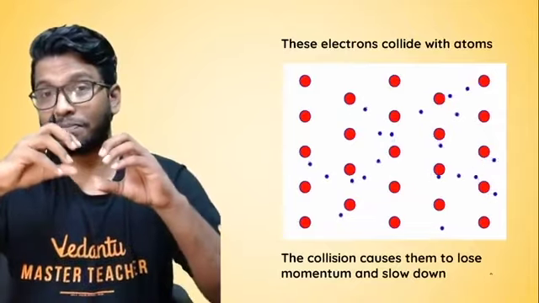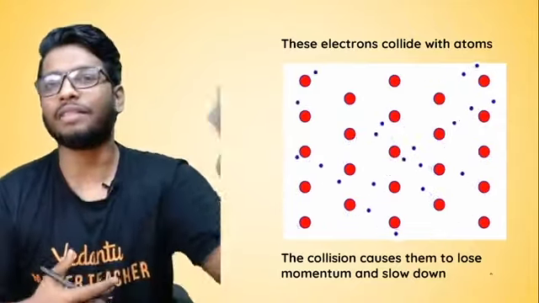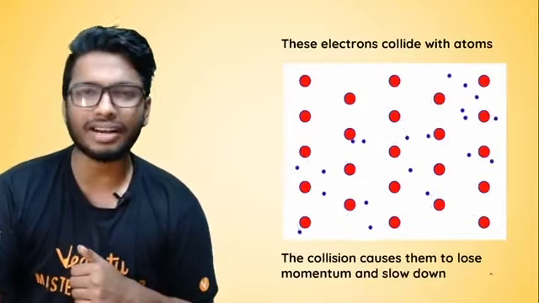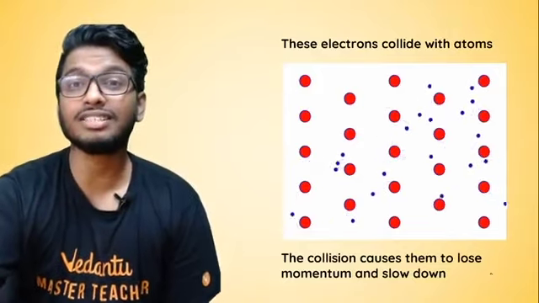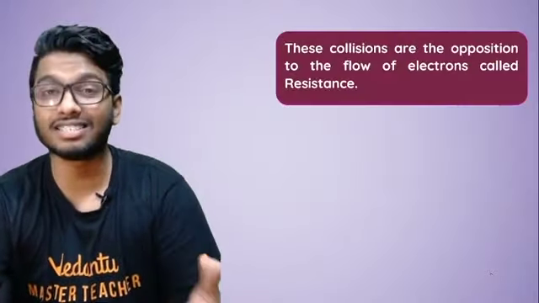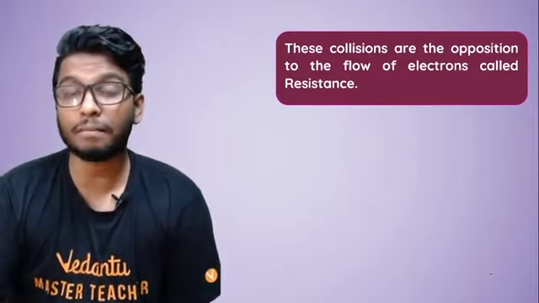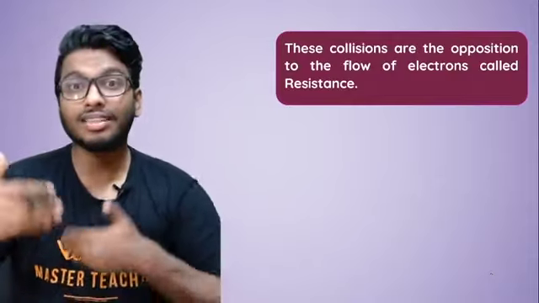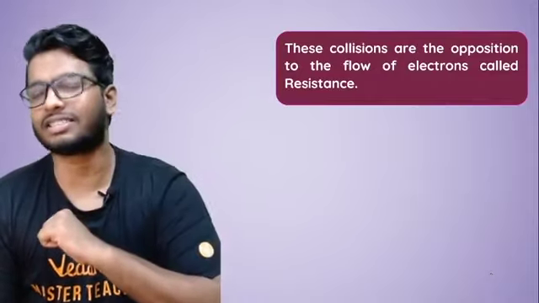So the electron, as it is passing from one end to another, collides with the other electrons and the protons present inside of the conductor, and there's a loss of momentum happening, and because of that the current slows down. And this, my friends, is what is resistance. The collision is what is resistance. So when there's a collision happening, the flow of electrons basically slows down, and that, my friends, is what is called resistance.